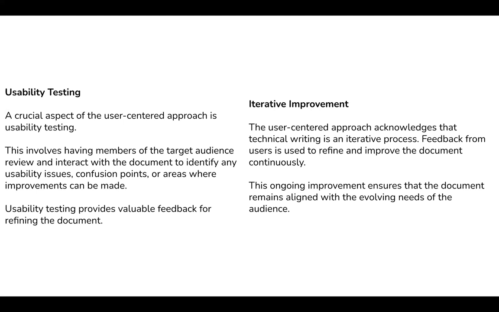So every time your product includes some new concept or new solution, you know that you need to go back to the document to make sure that your audience are going to understand and not get confused when using your document, right? So this ongoing improvement ensures that the document remains aligned with the evolving needs of the audience, right? So that is how to make sure you are using a user-centered approach in your technical writing process.